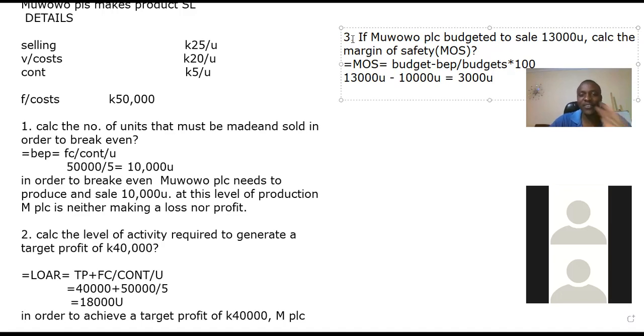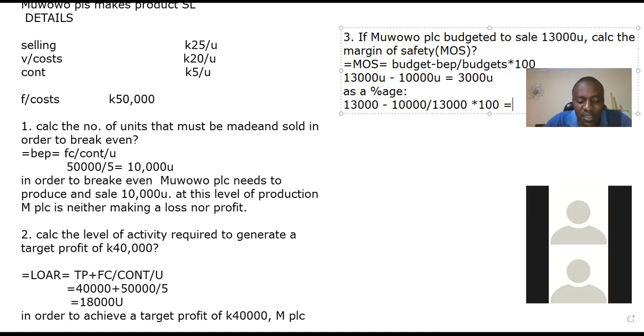All right. So as a percentage, guys, here's what we have. As a percentage, we are going to have something that looks like this. We have 13,000 minus the break-even units of 10,000, guys. Then whatever answer we get, we divide by how much? By 13,000. And then we multiply, of course, by 100. What is the percentage that you're looking at, guys? 23.08%.